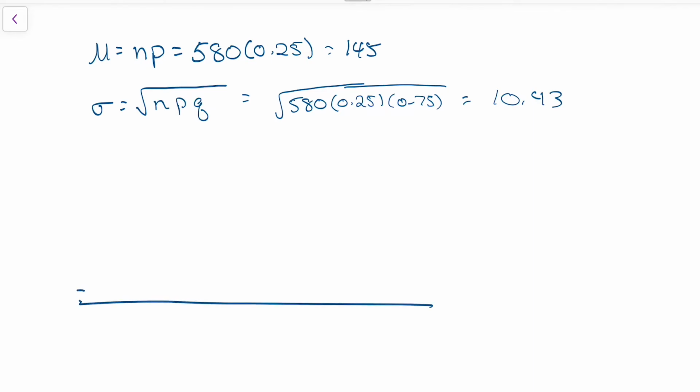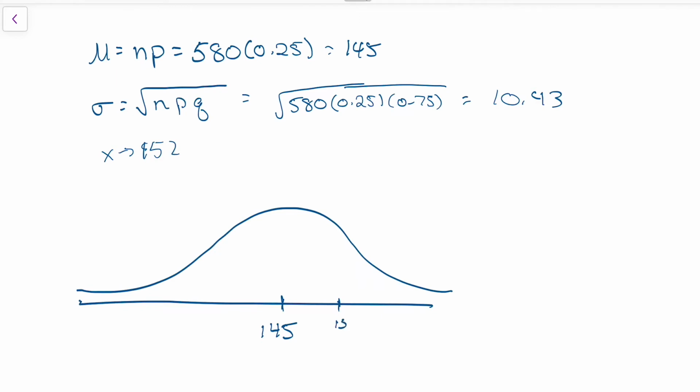Right? What we're going to do is draw a normal distribution with our mean of 145. And our x value in this problem was 152, which we said we want to change to the interval 151.5 and 152.5. This is our continuity correction. So that's what we're going to do. Here's 151.5, here's 152.5.